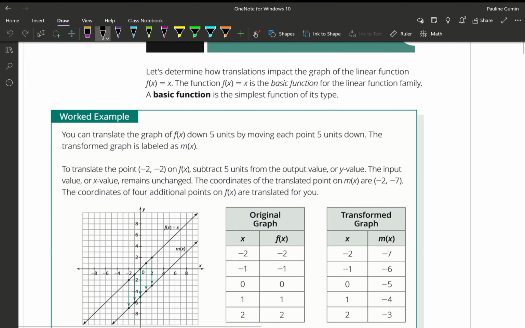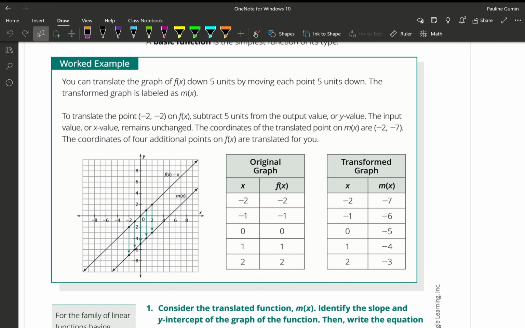All right, so here we have a nice little worked example with an original function, and this is the original function, and we also have the transformed function. Now in the worked example, it says that we subtract 5 each time, so we're going down 5. And hopefully you can see that going from the f of x function, the yellow one, to the green one, we're going downwards. So we're going down 5.